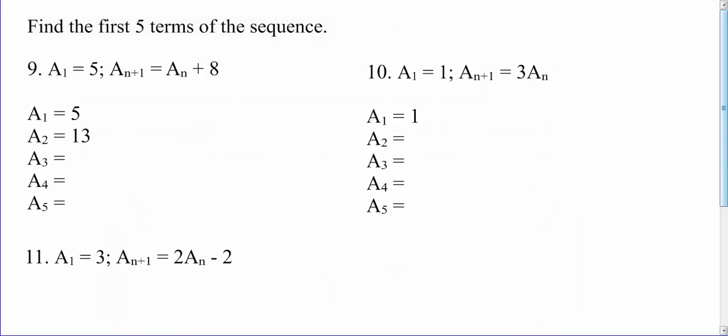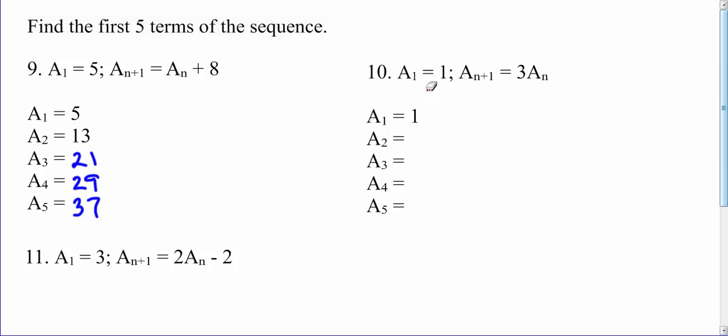I love these recursive sequences in some cases. Some of them it's not as nice. But the problems we got here, it's not bad at all. In this problem, we know a sub 1 is 5. That's already written out for us. And the pattern is to find the next number, you take the one you know, and you add 8. So all I really have to do is just work down the line here and add 8. There are the first 5 terms.